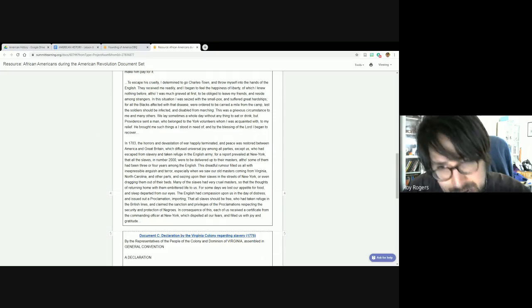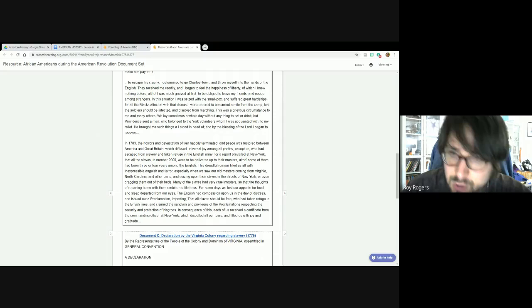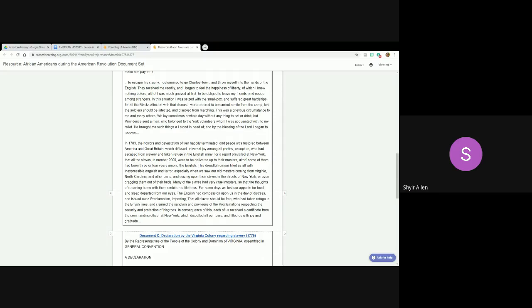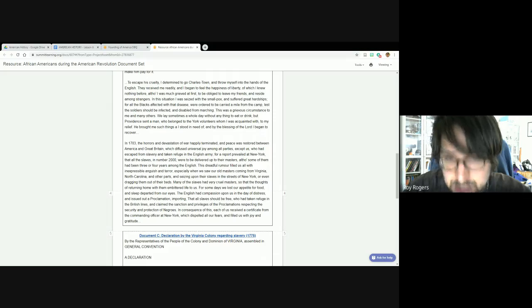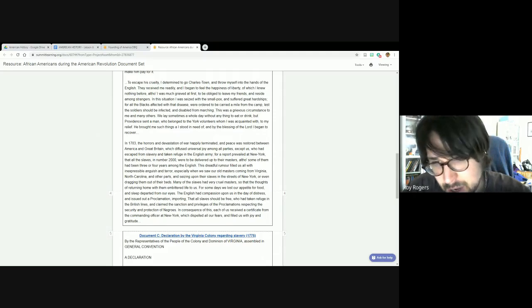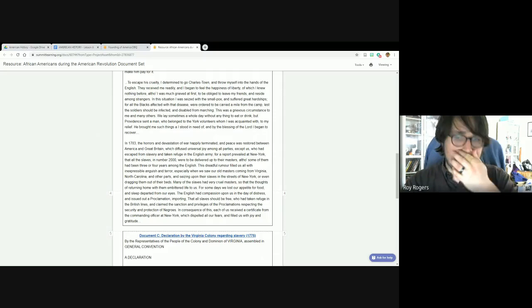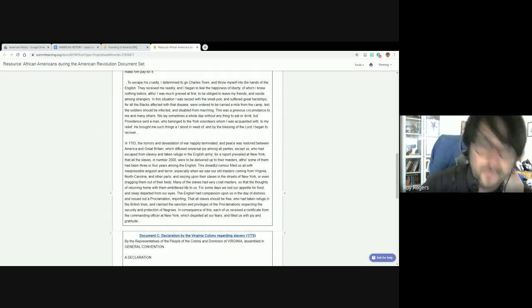The English had compassion upon us in the day of distress, and issued a proclamation importing that all slaves should be free who had taken refuge in British lines, and claimed the sanction and privileges of the proclamations respecting the security and protection of Negroes. In consequence of this, each of us received a certificate from the commanding officer at New York, which dispelled all of our fears and filled us with joy and gratitude.